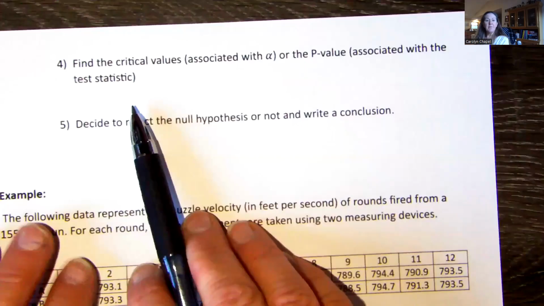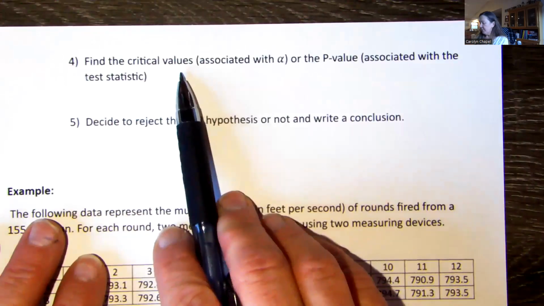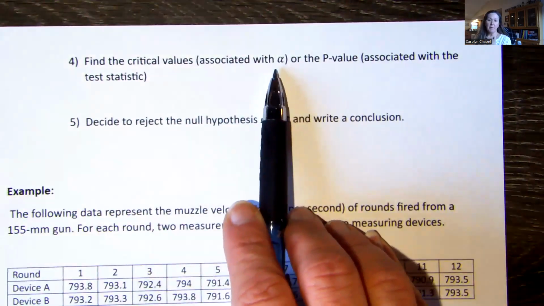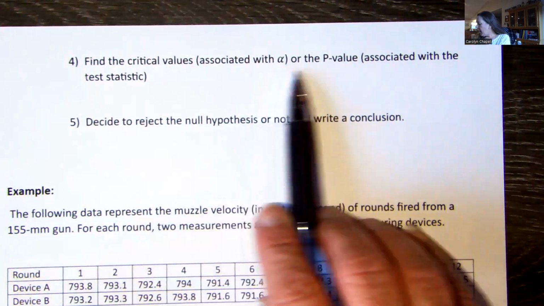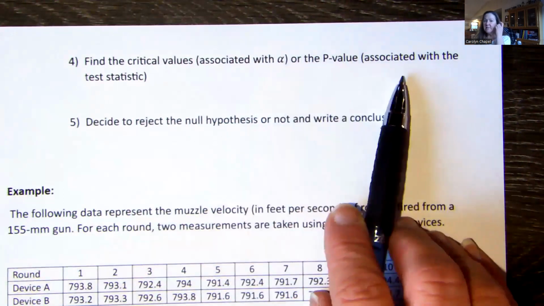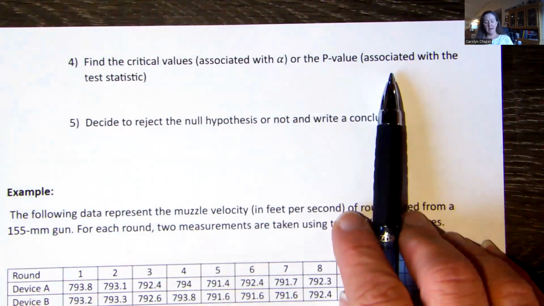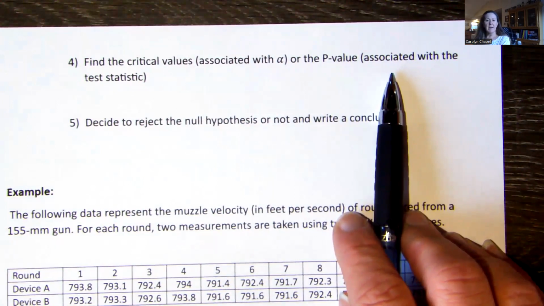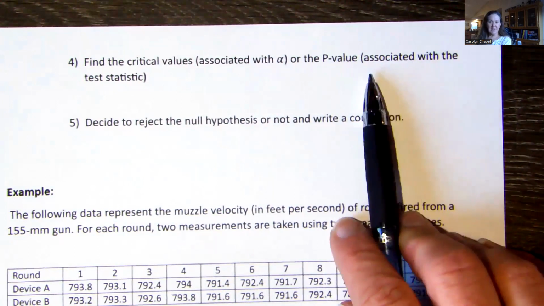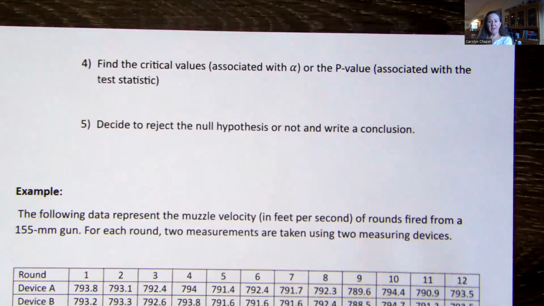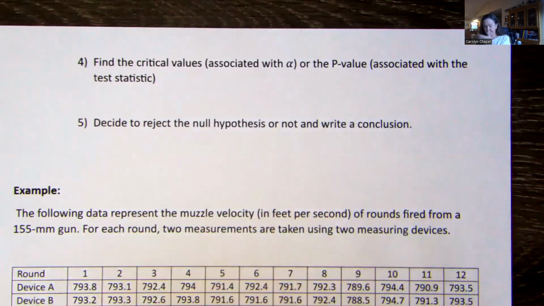All right, step number 4 is to find those critical values, which are associated with the alpha. Again, we would get those from our table with degrees of freedom, or the p-value associated with our test statistic. Again, I could do that on our table. Here, we would have like a range because we'd have to kind of guess as to what our p-value will be. I will be using technology to help us. We will decide to reject or not reject, and then we're going to write our conclusion.